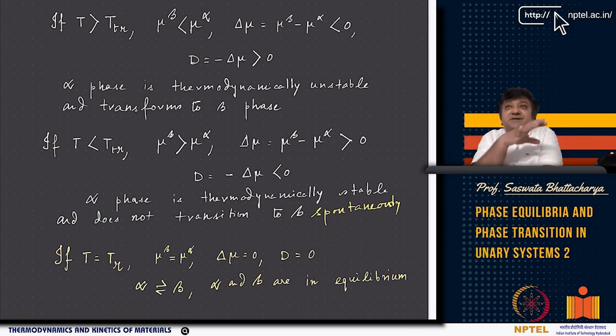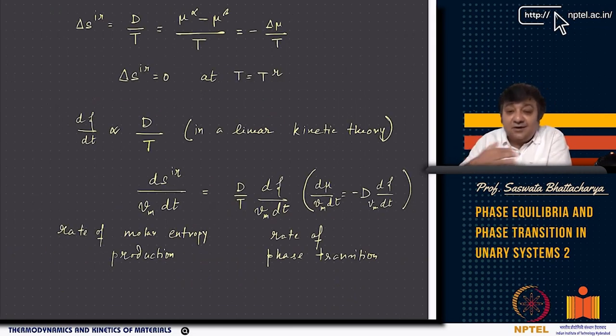Because when D is greater than 0, we can immediately understand that the phase that has high energy is the unstable phase, and we are looking at that unstable phase as the starting point, and we are trying to transform it to beta phase. However, this will proceed as a function of time. How fast or how slow is not in the ambit of thermodynamics, right? So you have to use the kinetic theory, and as a result, we can write this type of equations, right?